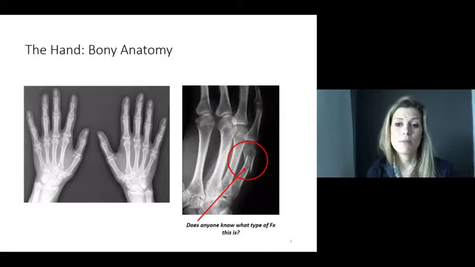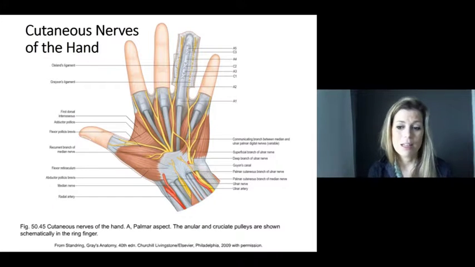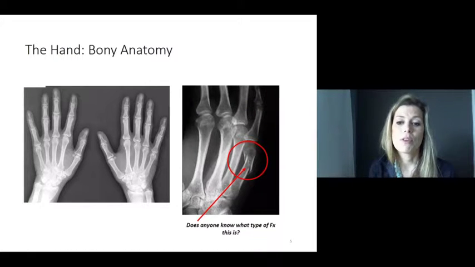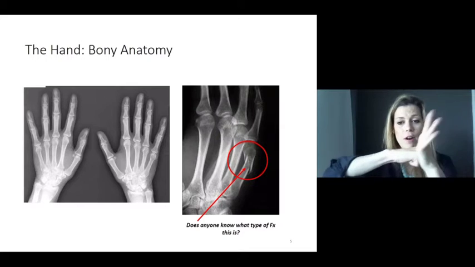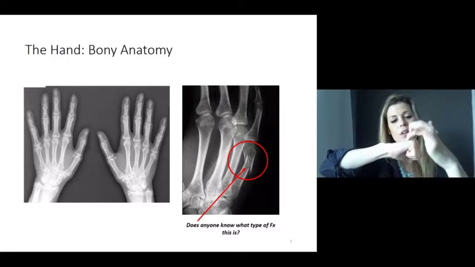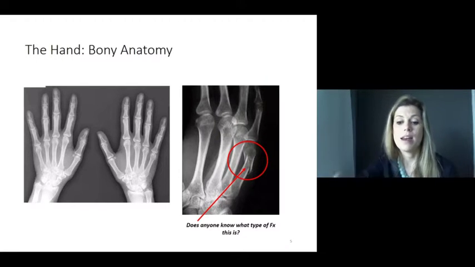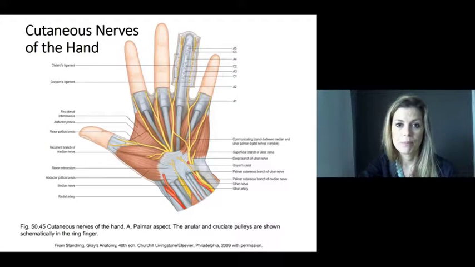And this is oftentimes referred to as a boxer's fracture, because typically people with this type of fracture are injured from a punching force, an axial load that breaks through the neck of the 5th metacarpal.